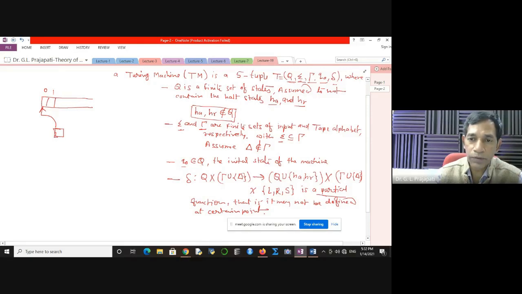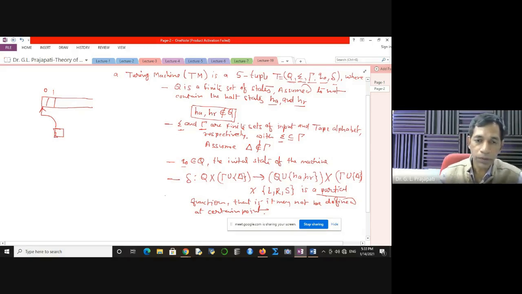Input symbols are also tape symbols, which means sigma is a subset of tau. Tau does not contain the blank symbol. Q is a finite set, and it does not contain the two states HA and HR, which are the halt states. Q0 is the initial state, which is from Q, and the transition function of the machine is a partial function.